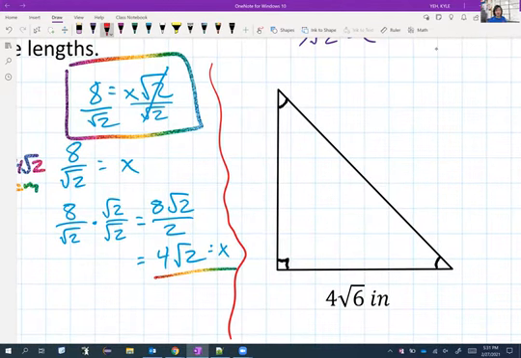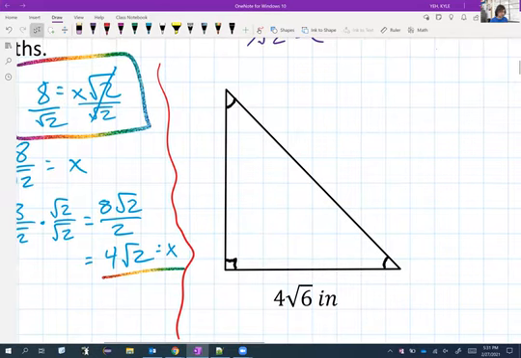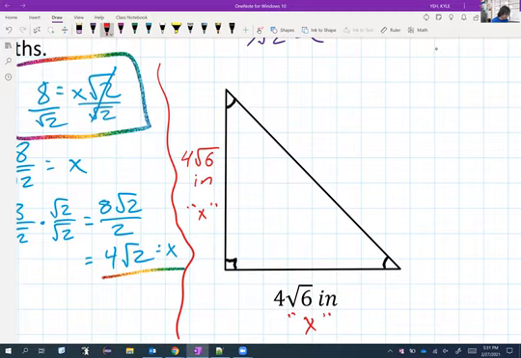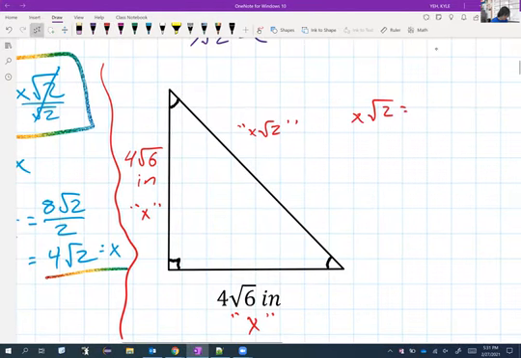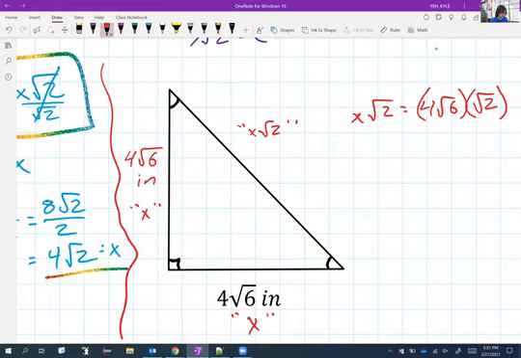On the other hand, what if we're looking at this triangle? One of the legs is 4 root 6 inches. We get another one for free, 4 root 6 inches, because they are both our x side. And then how do we get our x root 2 side? Well, we can start with x. So x root 2 equals, our x is just 4 root 6, and then we need to say times root 2.